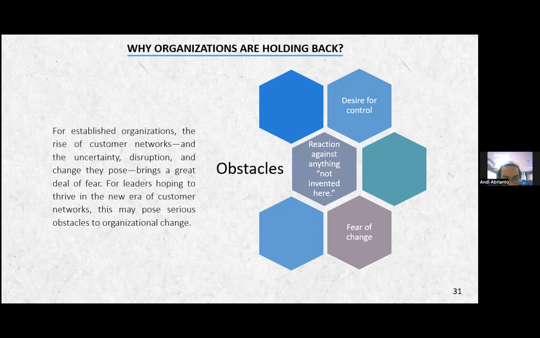The first obstacle is a desire for control. Managers see the open nature of social media and hear the voice of the customer network, and they are afraid to enter into an environment in which they cannot maintain complete control over the organization, their brand, and what their own employees might say.